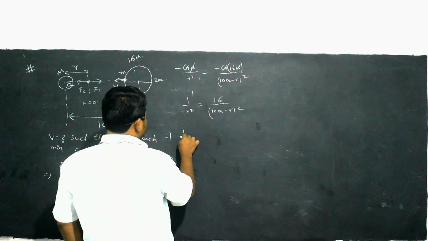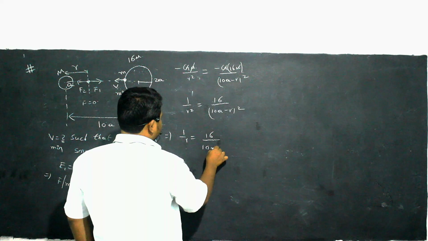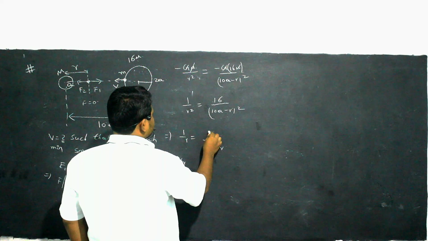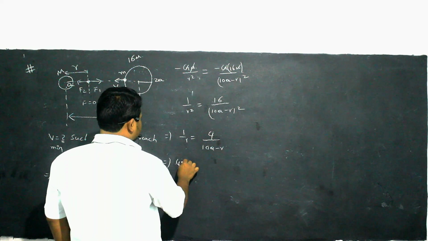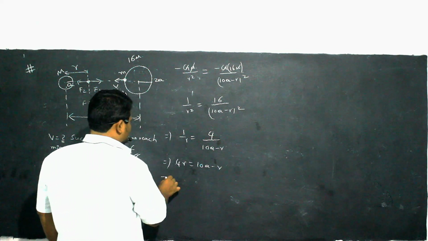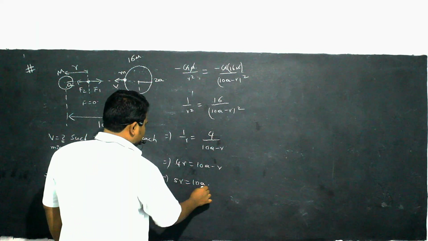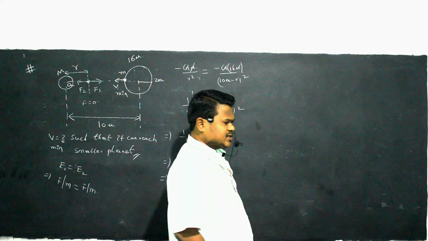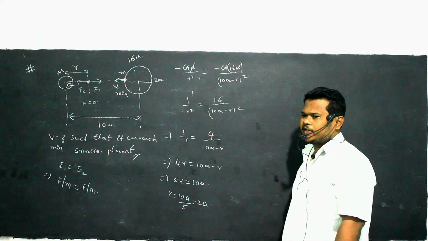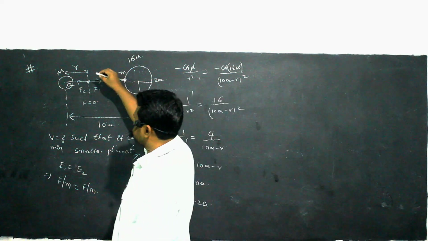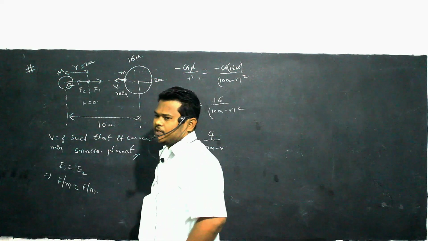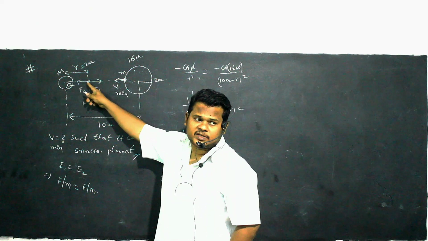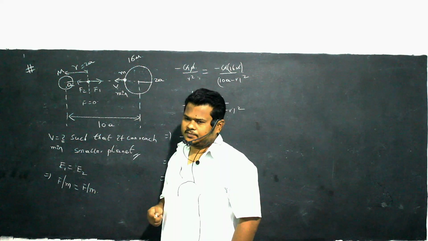Take the square root on both sides. So 1 by R is equal to 4 divided by 10A minus R. Then cross multiply. Square root of 16 becomes 4. So 4R is equal to 10A minus R. Therefore 5R is equal to 10A, so R is equal to 10A divided by 5, which is 2A. So what is meant by R equal to 2A? This is that distance where the gravitational field intensity will become 0. At this point, the force experienced by the mass due to both the planets will be equal.